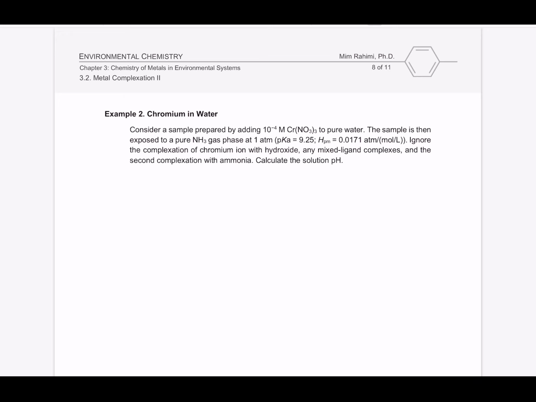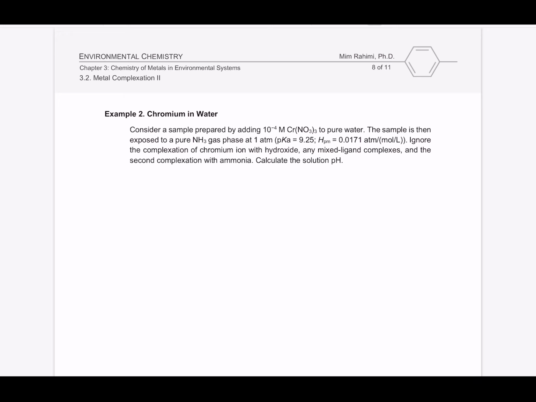Let's say the lake is out there. But this is a very specific system, because the gas phase of ammonia at 1 atmosphere, you don't see it in nature. It's mostly a controlled chemical unit. And we're given the pKa of ammonia, also the partial pressure of ammonia, and also the Henry's constant of ammonia. So this beaker has chromium nitrate exposed to ammonia. So we're expecting to have acid-base reaction, complexation, and also the open air kind of gas-liquid equilibrium.